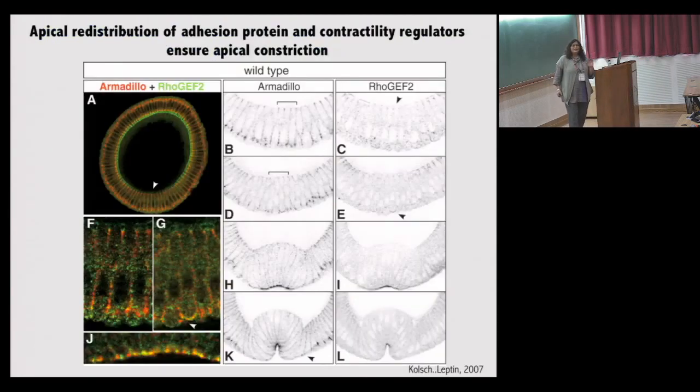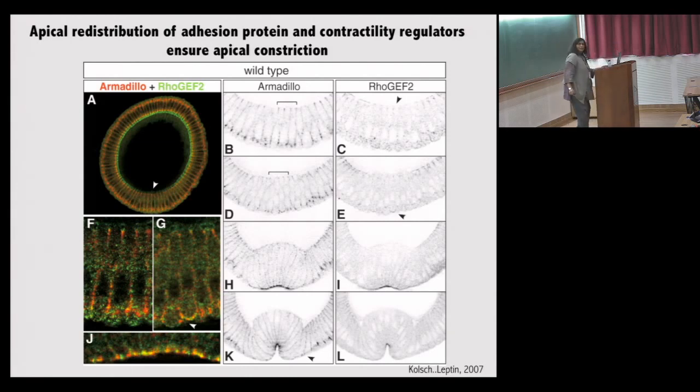We also discussed yesterday that in order to achieve these kinds of apical constrictions, you need to distribute not only adhesion proteins, but also regulators of the actomyosin cytoskeleton. And this just shows you how an activator of the GTPases also becomes enriched apically during the course of these constrictions.